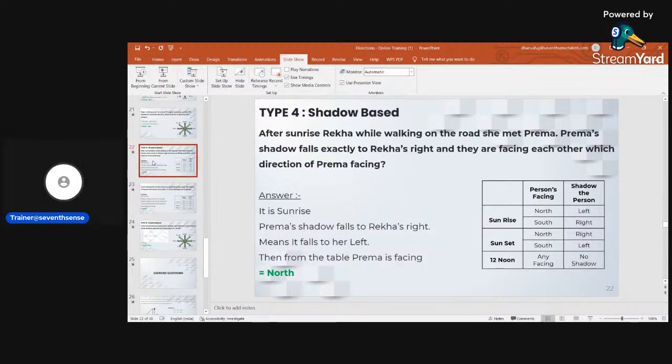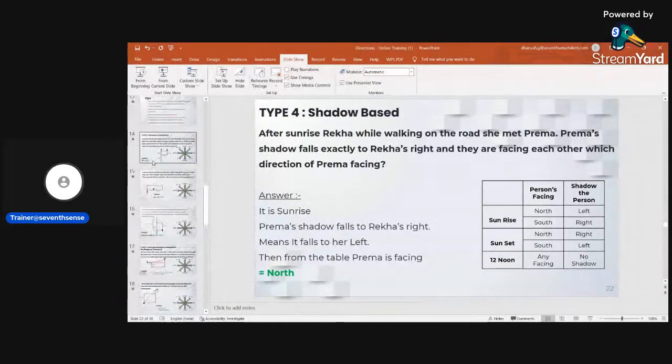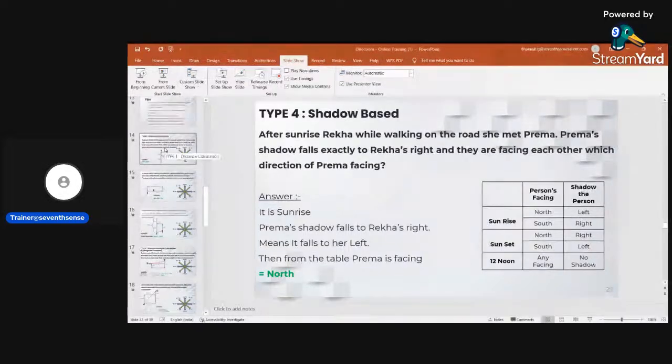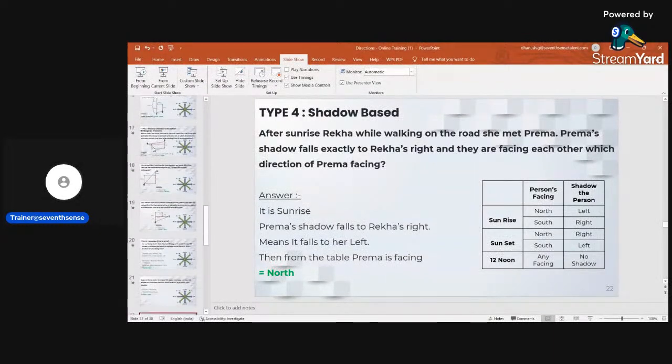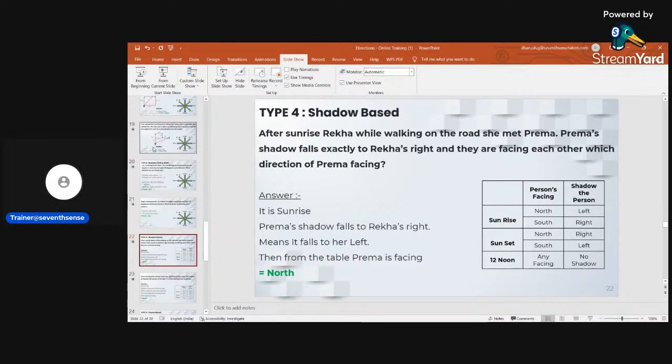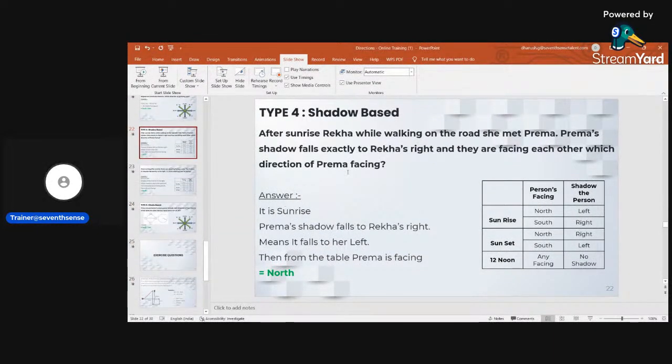So how to solve direction facing, distance calculation and shortest distance calculation, clock based and shadow based. So these are the four types. If you go on solving these four types of problems, you can easily solve many problems related to directions, and you can easily score in your aptitude exams.